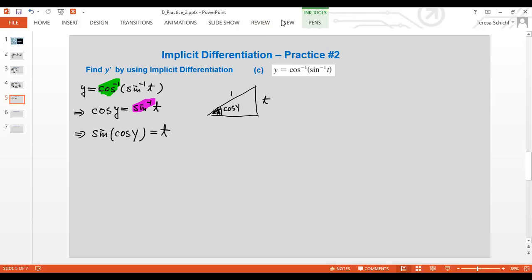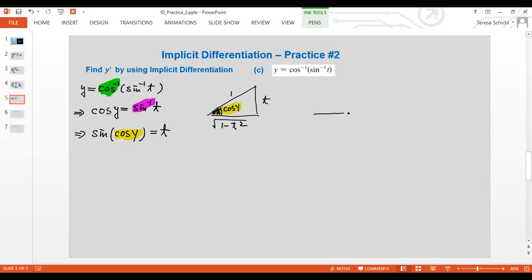So be careful here. Let me color code this. This is cosine, and this is the angle. Now this is 1. So what is here? By the Pythagorean theorem, it is the square root of 1 minus t squared. Okay, and now I'm going back to here.